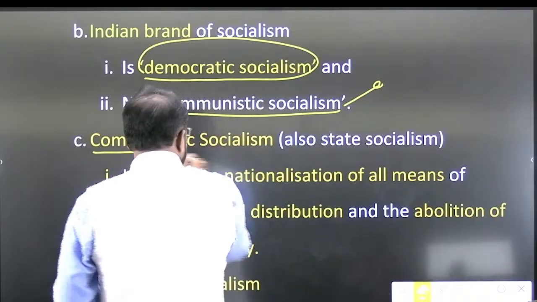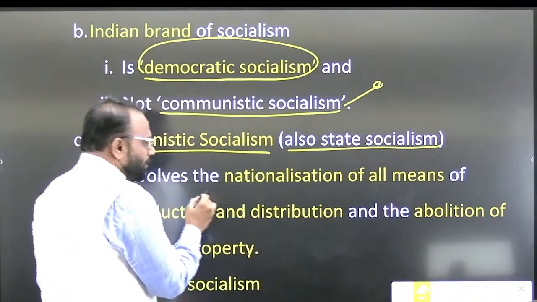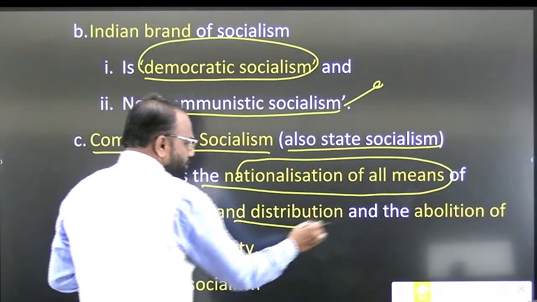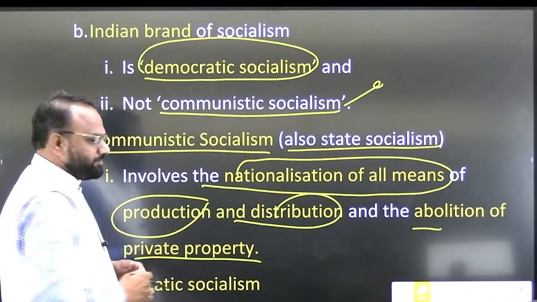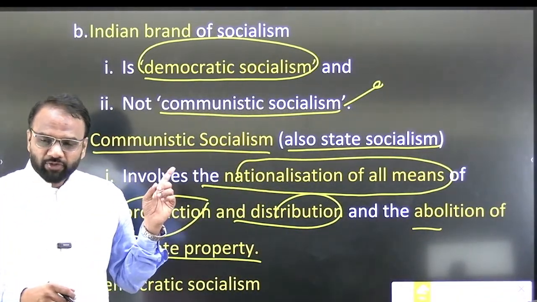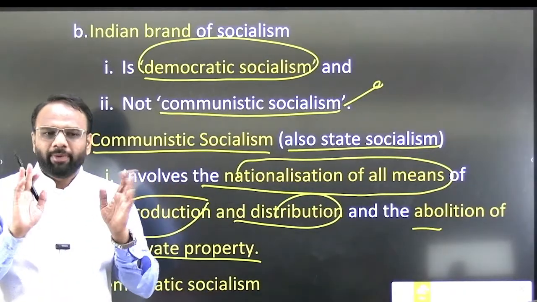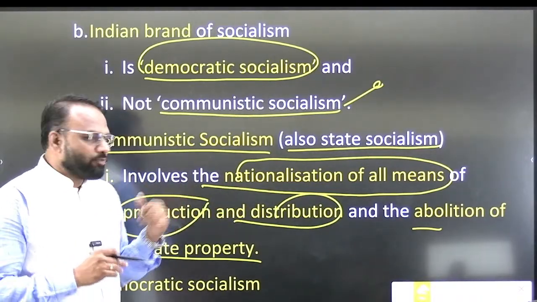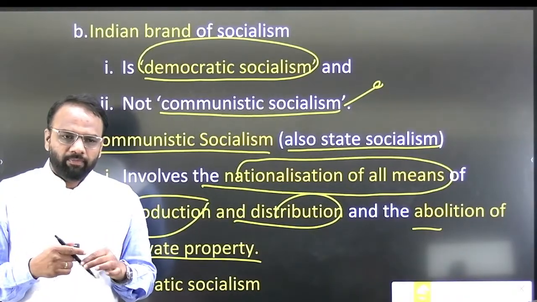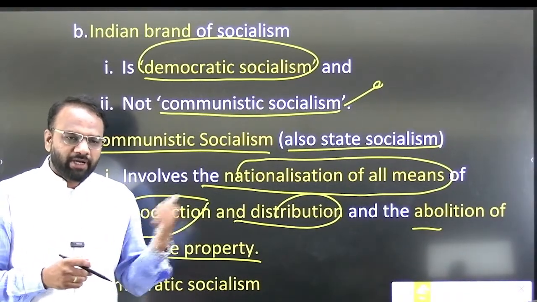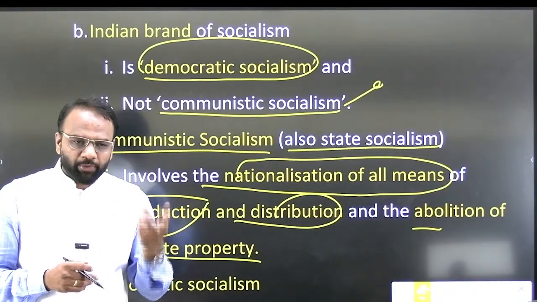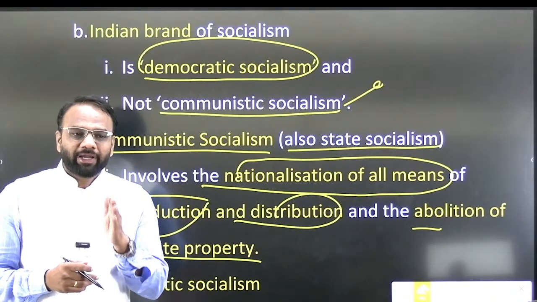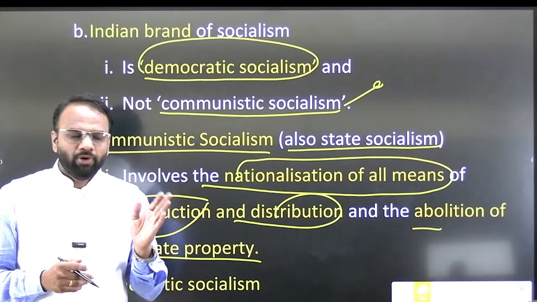Communistic socialism, also called state socialism, involves nationalization of all means of production and distribution and the abolition of private property. In communistic socialism, there will be no private property. Every property will be owned by the government. Production, nationalization of all means of production. Can you give an example of production? Pen is being produced, camera is being produced, interactive panel is being produced, biscuit is being produced, computers and laptops are being produced. All the production will be done by government companies themselves. There will be no private company.